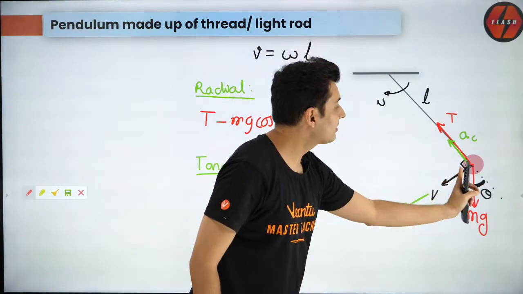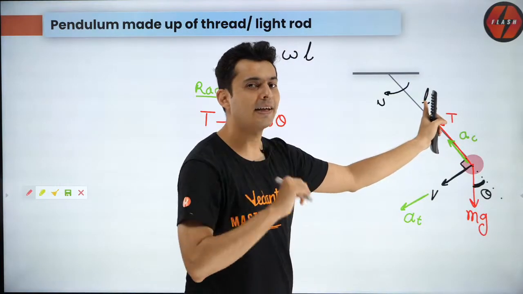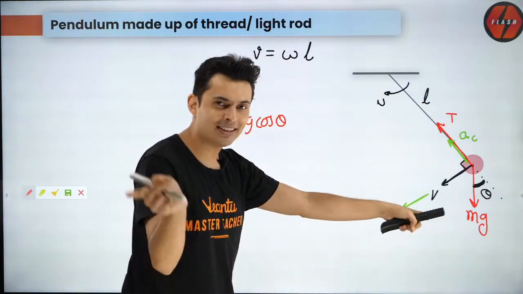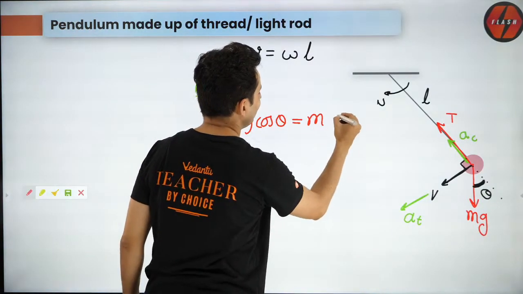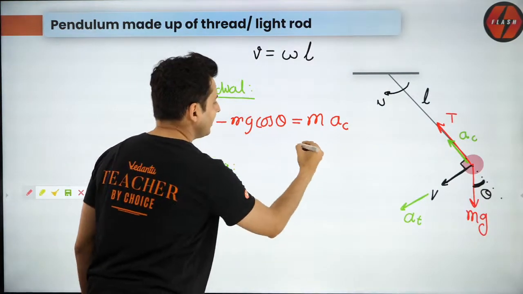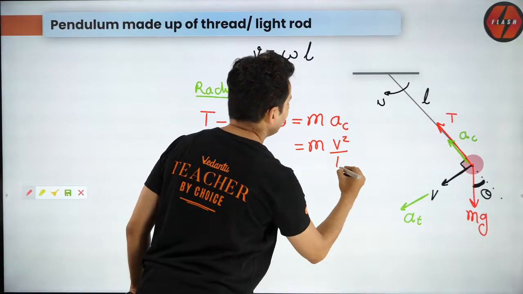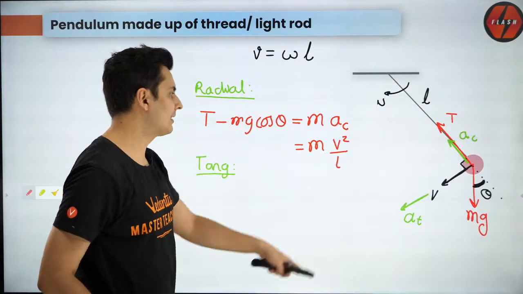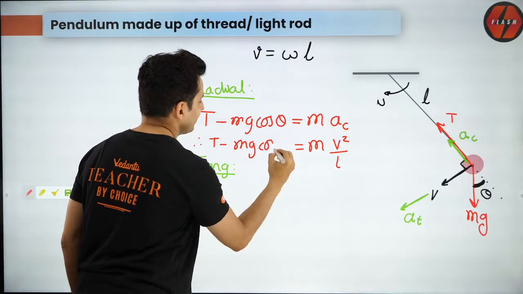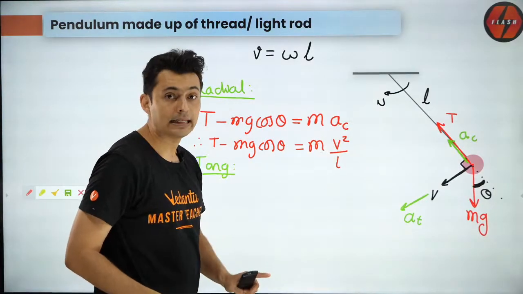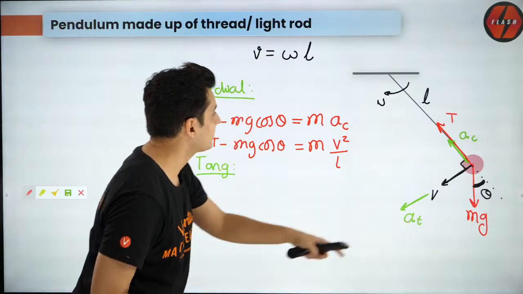Understand the acceleration is here, so anything in this direction which supports the acceleration should be taken positive, and anything which opposes it should be taken as negative. So T minus mg cos theta will be m into AC, and now you can substitute AC as v square by L, because that's the centripetal acceleration. So therefore T minus mg cos theta will be mv square by L. That's how your equation will look like in the radial direction.